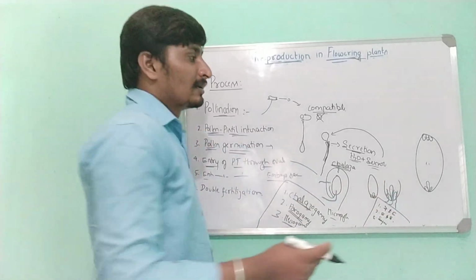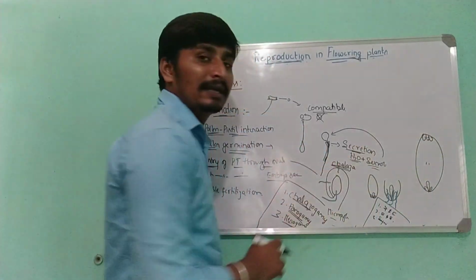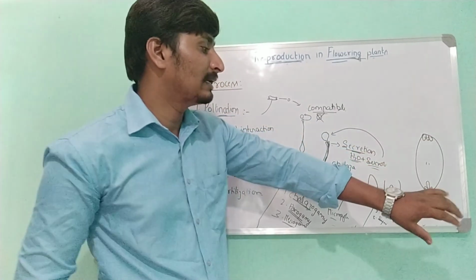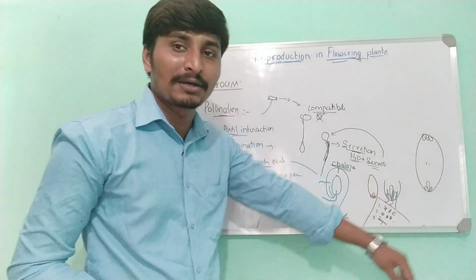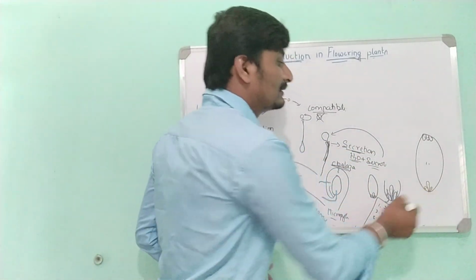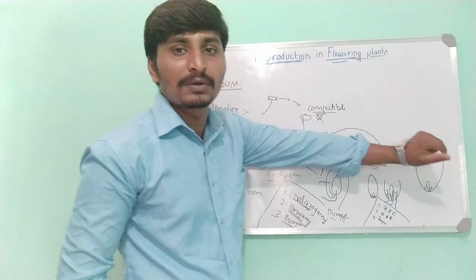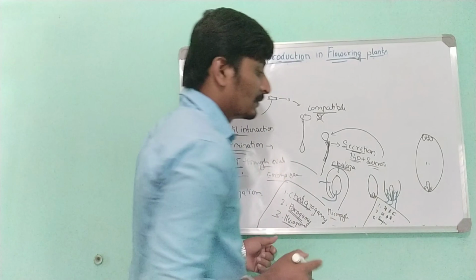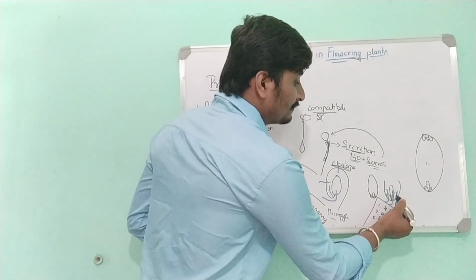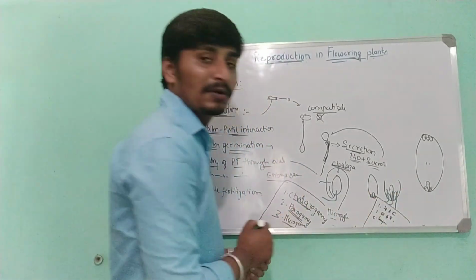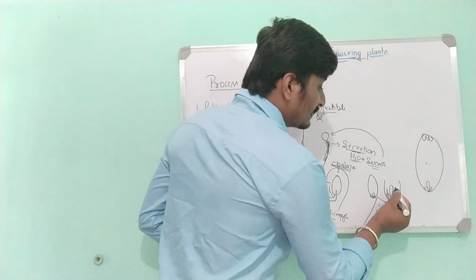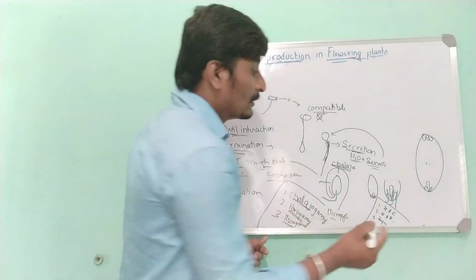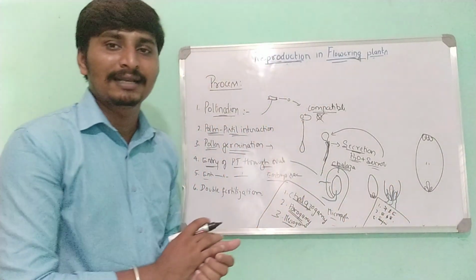We know the structure of the embryo sac: there are three antipodals towards the chalazal end, two synergids towards the micropylar end, and the large egg cell in the center. There are two nuclei at the center, known as polar nuclei. So the pollen tube enters in between the synergid and the embryo sac wall, or in between the egg cell and the synergid, or through the synergid by degenerating it.